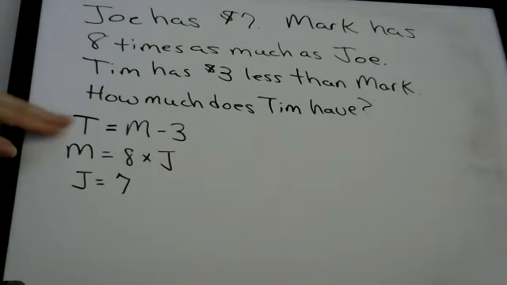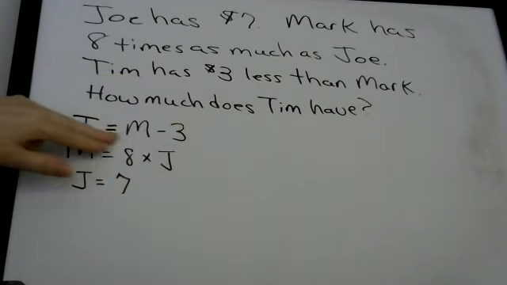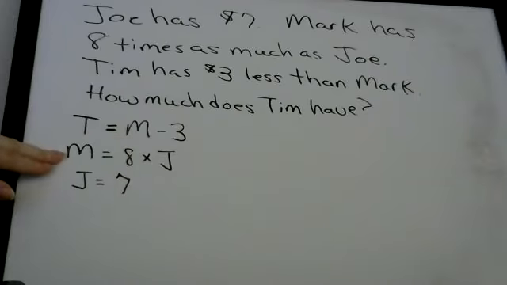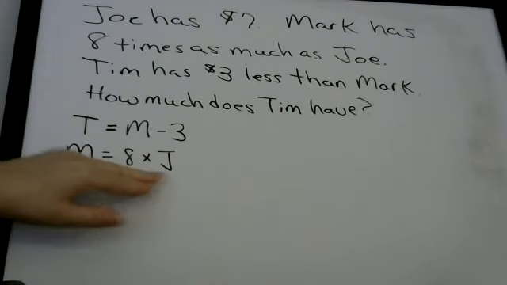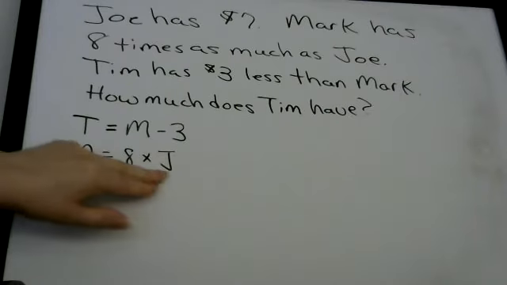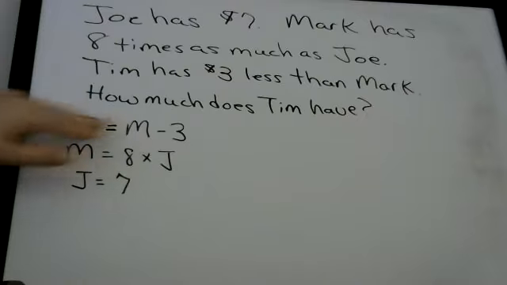So we started with what we wanted to know, Tim, and we wrote down that equation. Then we said, before we can figure out what Tim has, we obviously need to know what Mark has. So then we wrote down the equation for Mark. Before we know what Mark has, we have to figure out what Joe has. They've given us that Joe has $7. So now we can plug this back in and then solve for Tim.